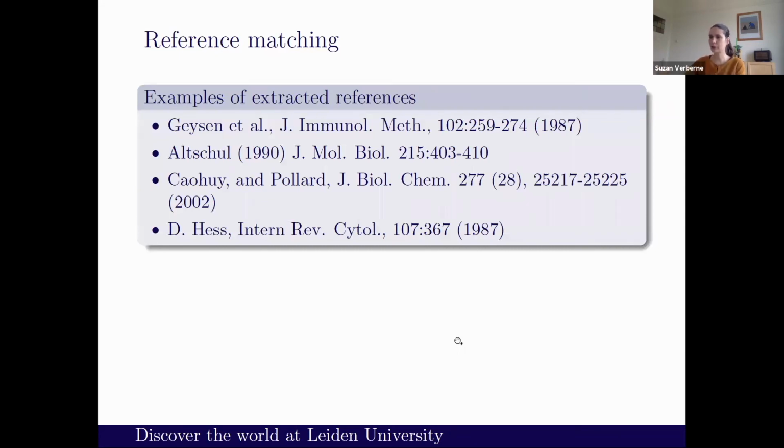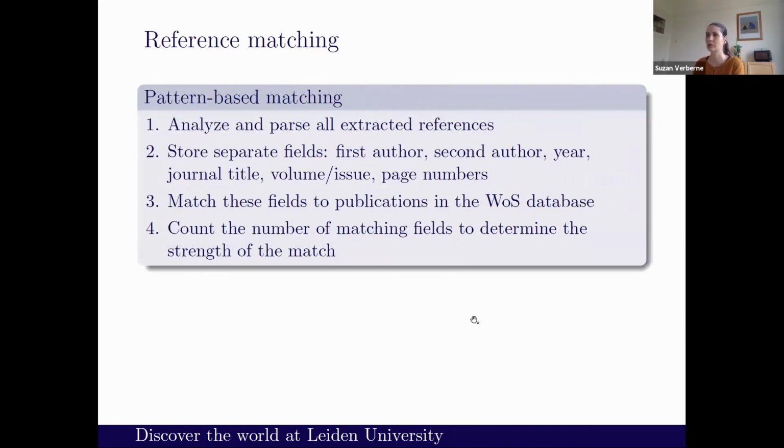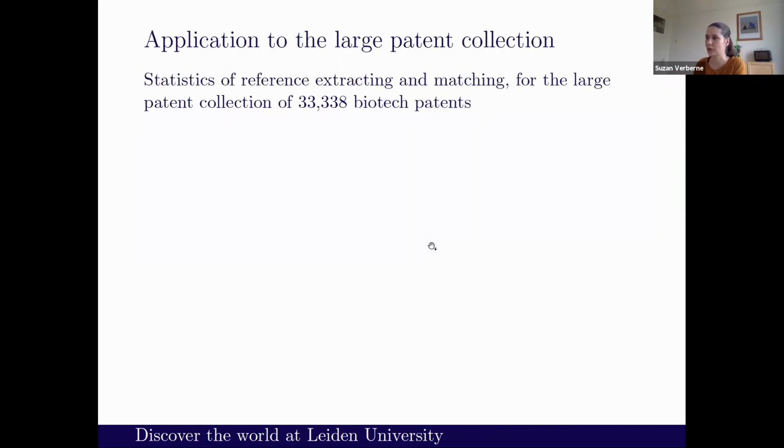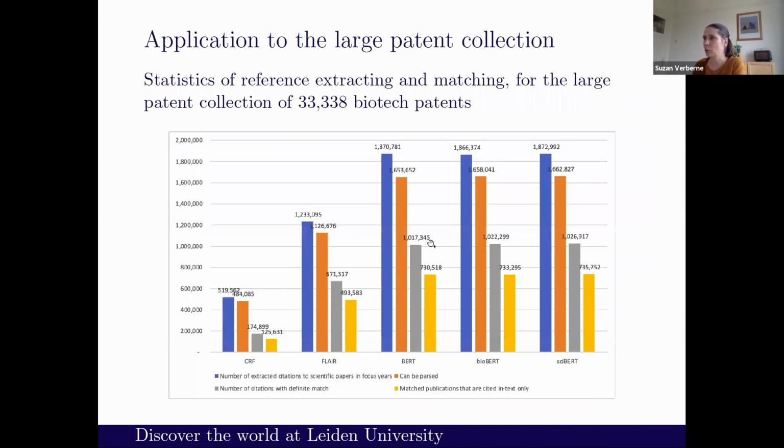So we get these kinds of strings out, and they're not always fully correct, but still, if we have sufficient information, we can match them to the publication database. So how do we do that? We analyze and parse them, match the fields to the database, and we count the number of matching fields to determine the strength of the match. And this is then what we see on the large collection.